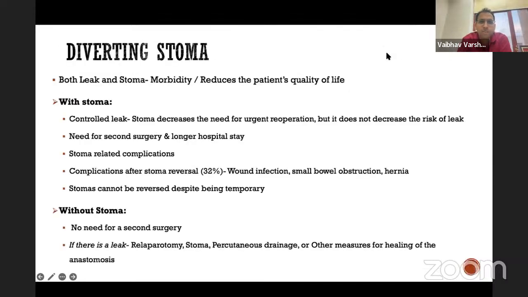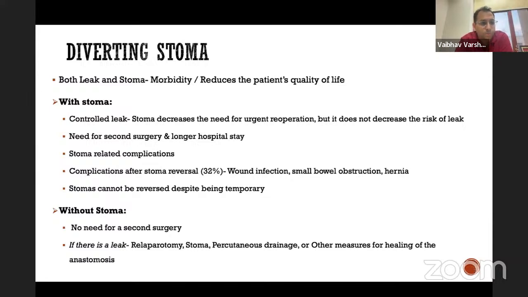So the next question is why we are discussing whether to make a stoma or not, because both procedures have problems. If we make a stoma, it is again a morbidity for the patient and reduces the patient's quality of life. And if we don't make the stoma and the patient's anastomosis leaks, again, this is going to cause problems for the patient by reducing the quality of life and other factors in terms of long-term survival.